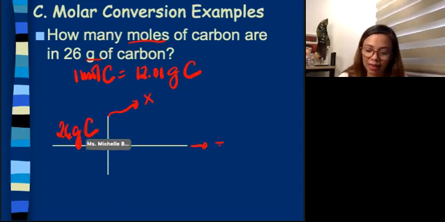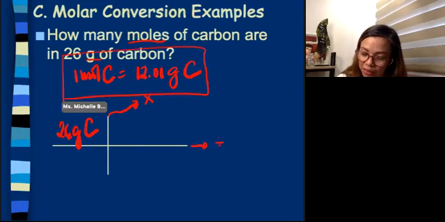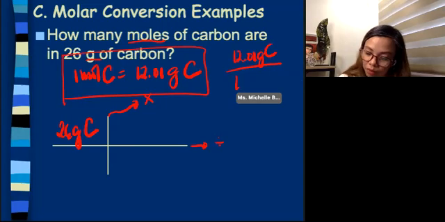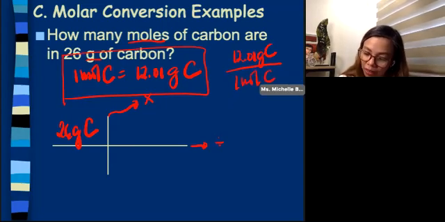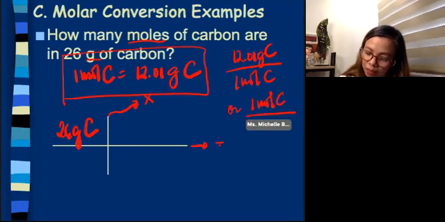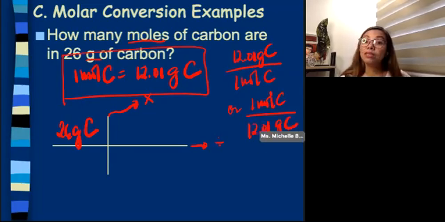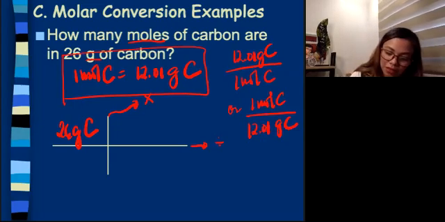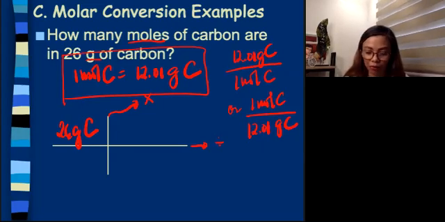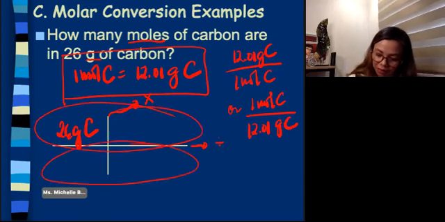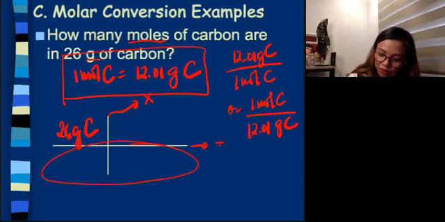So as what we had said a while ago, this can be written as 12.01 grams carbon over 1 mole of carbon, or you have 1 mole of carbon over 12.01 grams carbon. So which of the two are you going to use? Grams is in the numerator, this is the numerator part, this is the denominator. Okay, let me erase that. That is just to review you.